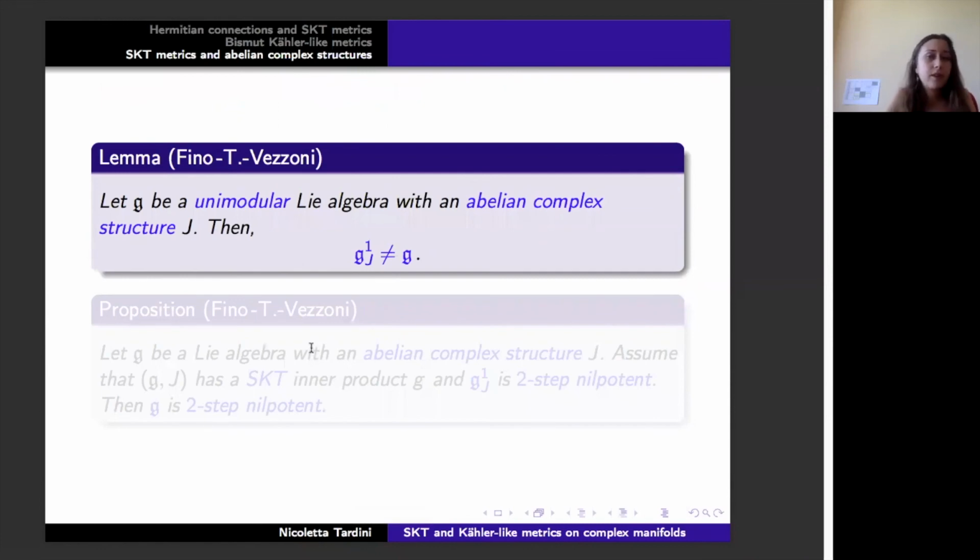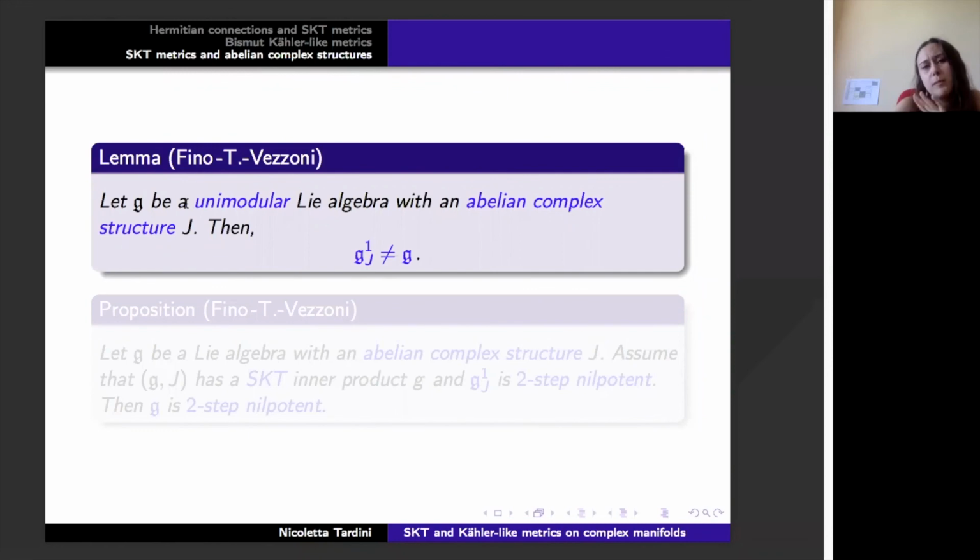And also, this is what we wanted, because here we do not need any condition on the metric actually. We have a unimodular Lie algebra with an abelian complex structure. Then what we have is that G1J is a proper subalgebra of G. And here we need the unimodularity assumption.